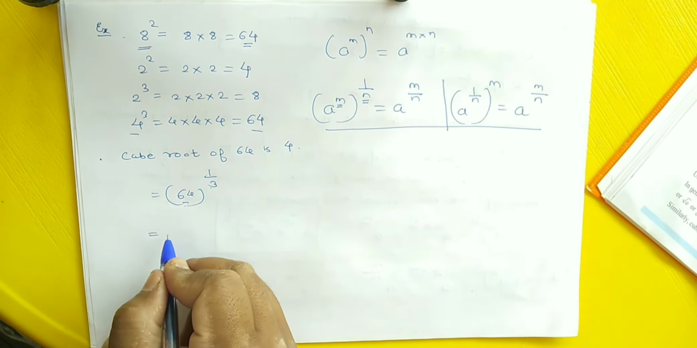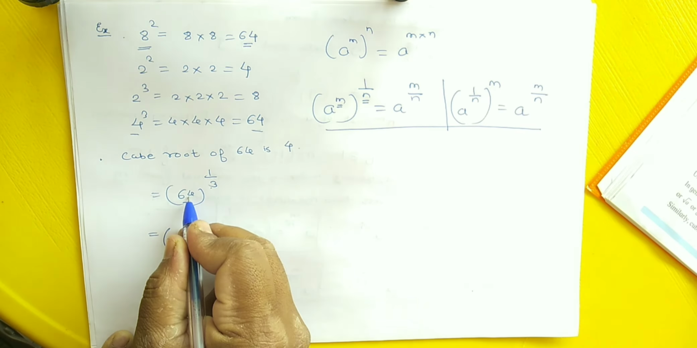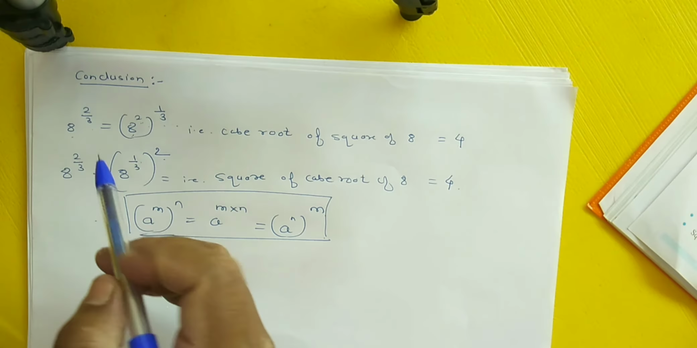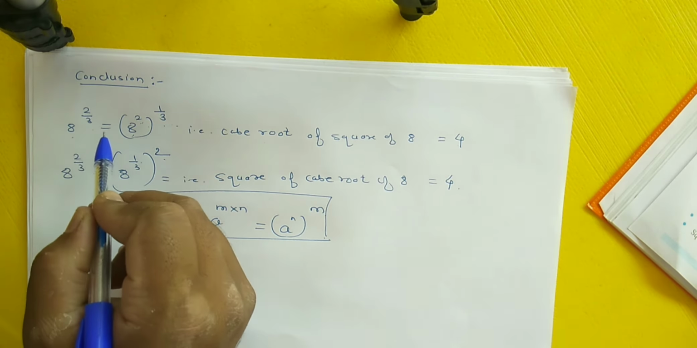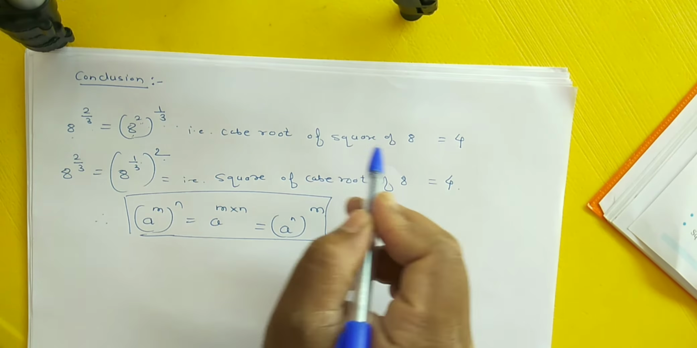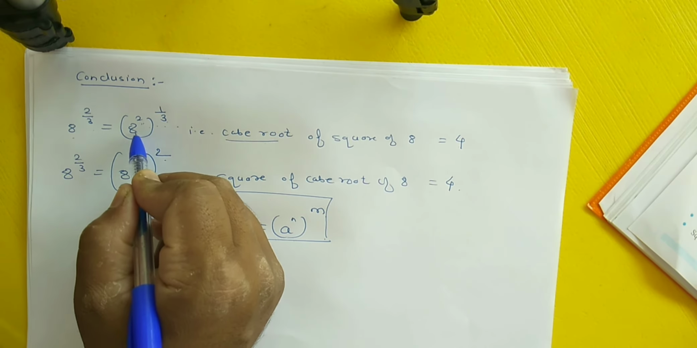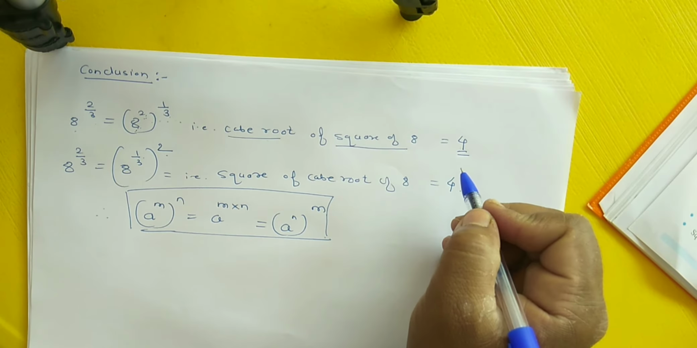So can we write, instead of 64, 8 square, because the value of 8 square is 64, to the power 1 by 3? Yes. What conclusion are you getting? If I write 8 to the power 2 by 3, that is 8 square into 1 by 3, the cube root of the square of 8, because 1 by 3 indicates cube root. That is the square of 8, and the value you are getting is 4.